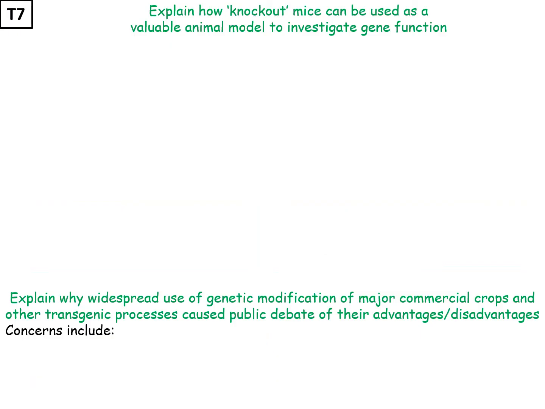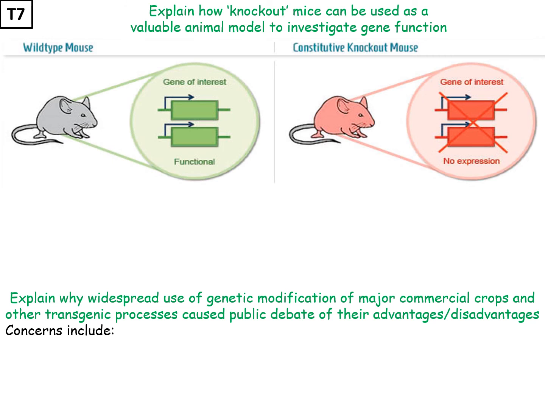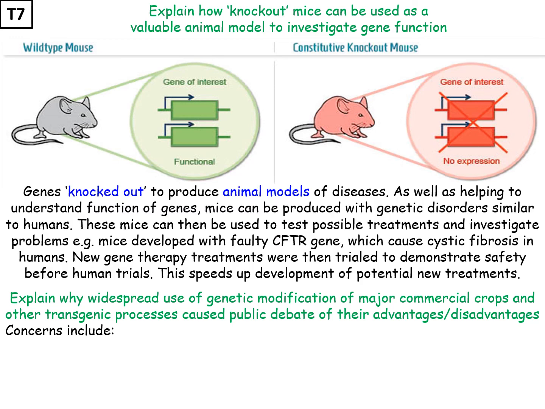Explain how knockout mice can be used as a valuable animal model to investigate gene function. So knockout mice has got to do with making a gene non-functional and then seeing the response in the phenotype, or the change in the phenotype. So genes are knocked out to produce animal models of disease, as well as helping to understand function of genes. Mice can be produced with genetic disorders similar to humans. These mice can then be used to test possible treatments and investigate problems.